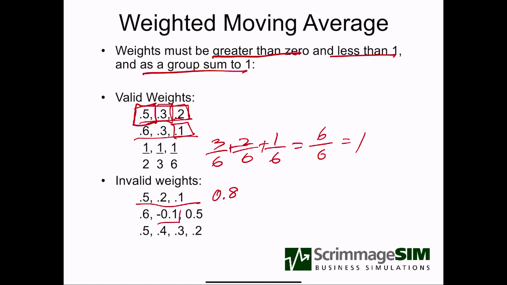Having a weight that's negative doesn't really make much sense. Here we have weights that add up to more than 1. So we would be over forecasting with that set of weights. We would be consistently forecasting higher sales or higher consumption values than we would have in practice.